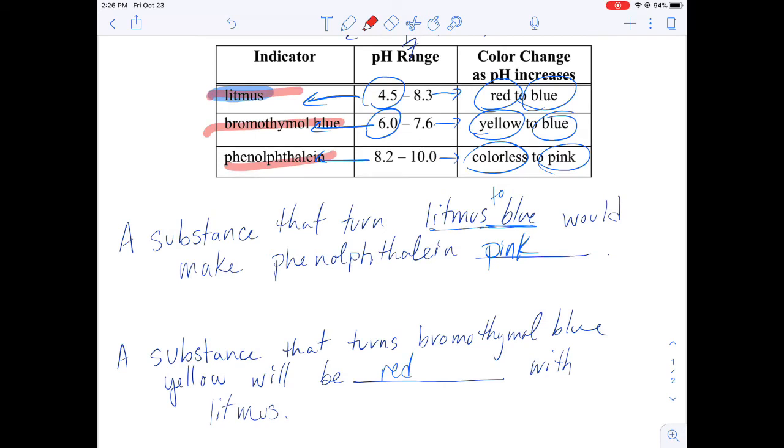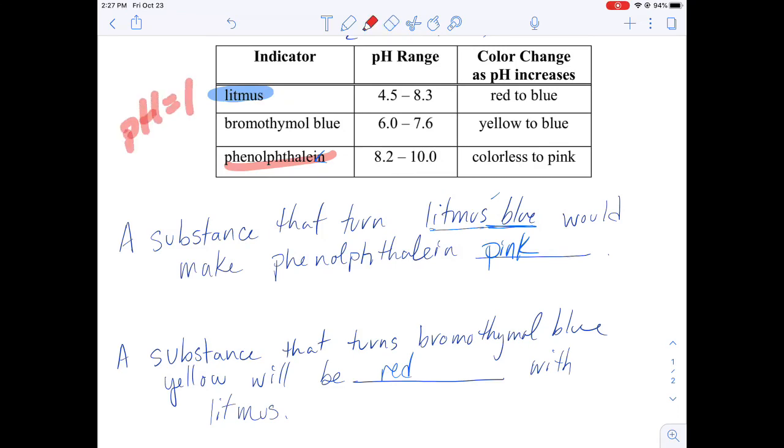So you want to be able to read this table. And let's say I gave you a chemical that had a pH of 2.5. You should be able to tell that litmus is going to be red, that bromothymol blue would be yellow, and that phenolphthalein would be colorless. If we had a pH that was known to be a pH of 11, I'm expecting it's going to be basic, so litmus will be blue because that's the basic end, that bromothymol blue would be blue, and that phenolphthalein would be pink.